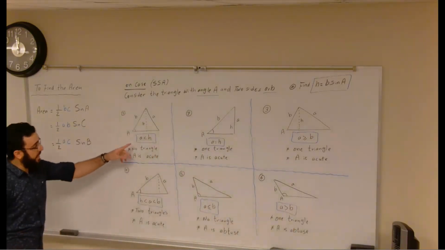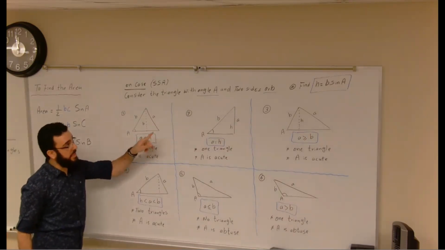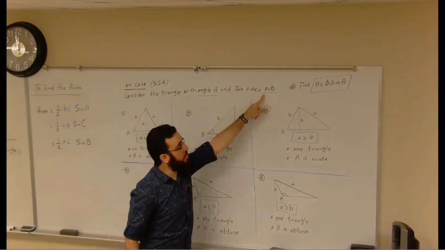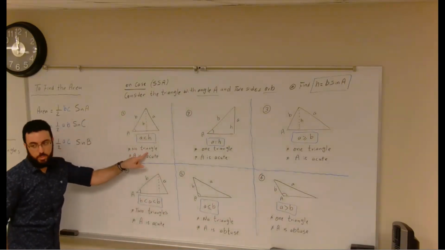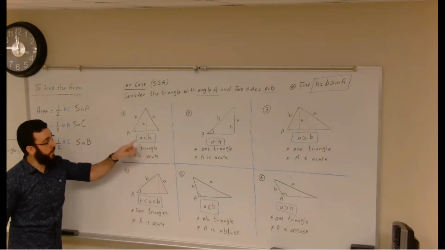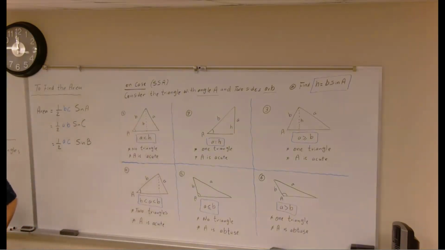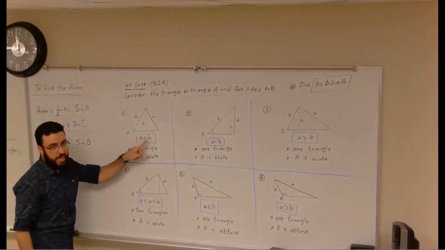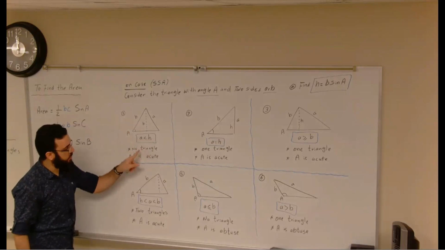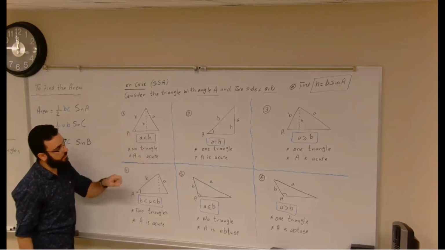So if the side A is smaller than the height, no triangle. We don't have a triangle. So if you have this case, you're just going to say impossible. I'm talking about the opposite side. If the side A is less than the height, no triangle, and the angle A is going to be an acute angle.